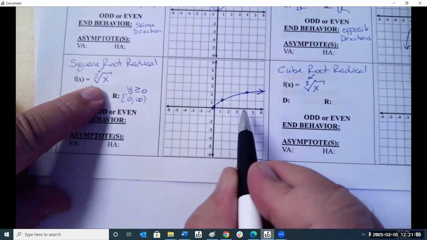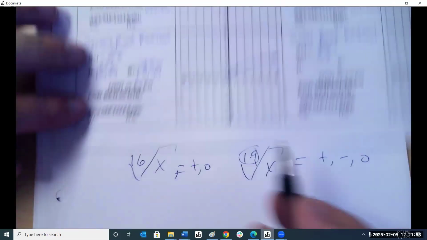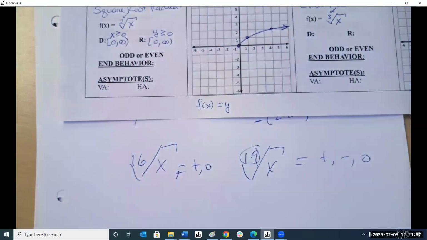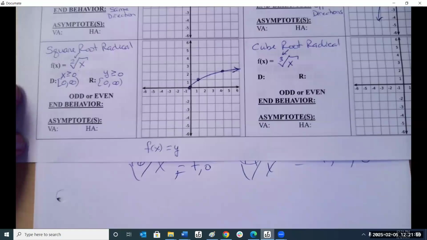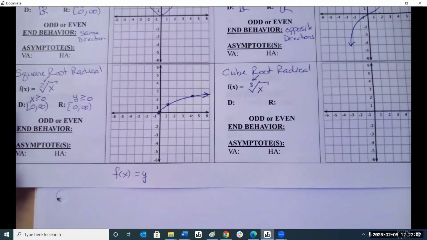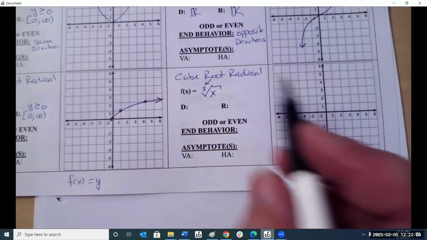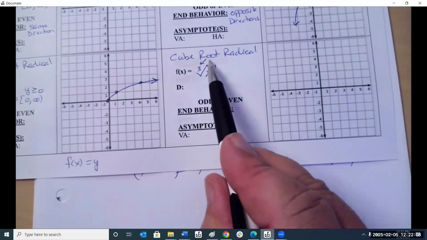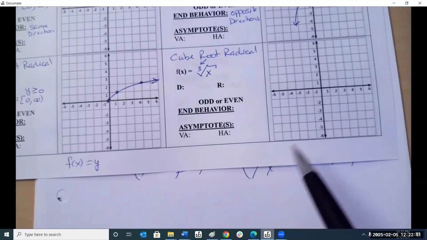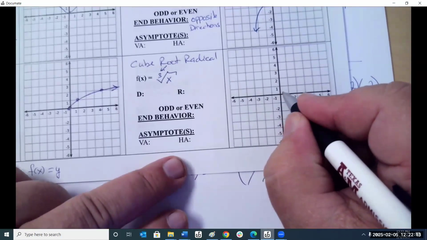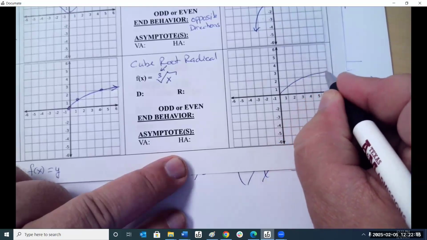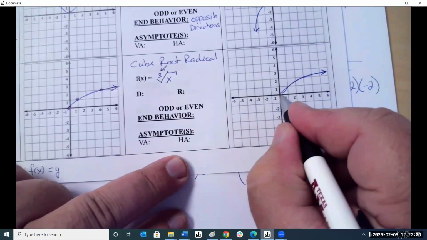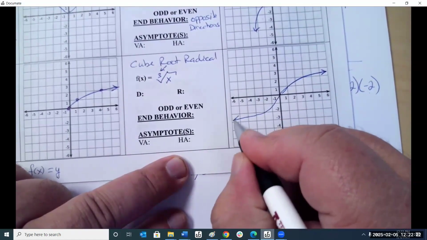So f of x is really just y equals. Yes, f of x is the same thing as y. It just makes it more impressive, that's all it does. Now, because square roots can only be in the positive realm, we know that cube roots can be positive, negative, and 0. So it'll have a similar structure in the positive realm and 0, but we can also include the negative.